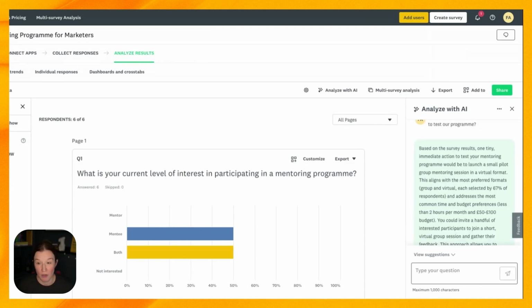Not only does it tell me what I should be doing, I should actually test my mentoring program with a small pilot group mentoring session. It even tells me the preferred formats that we should probably do and why. It gives me the alignment of the responses, but also the budget preferences. And it gives me a bit more ideas on how that tiny action will unfold. This is incredibly powerful for me, and it gives me lots to actually tap into as well.